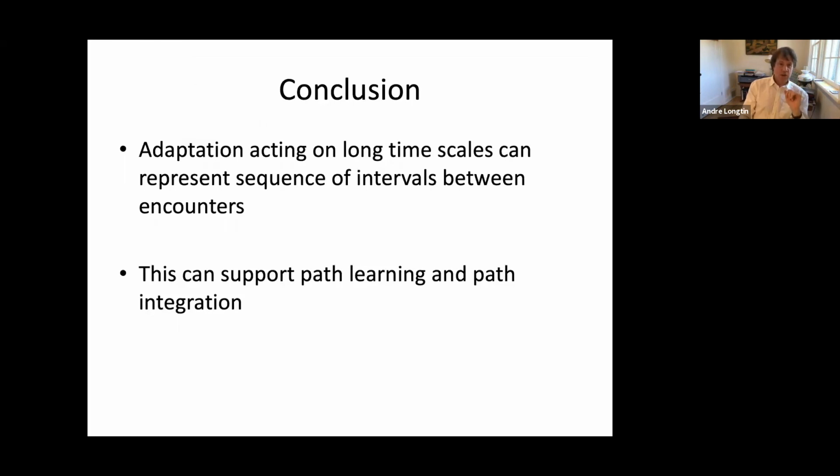So the conclusion for the last part is that adaptation acting on long timescales can represent a sequence of intervals between encounters, and this can support path learning and path integration.